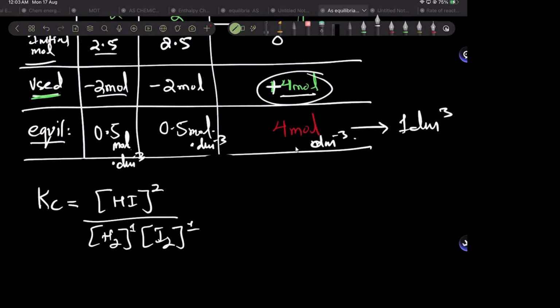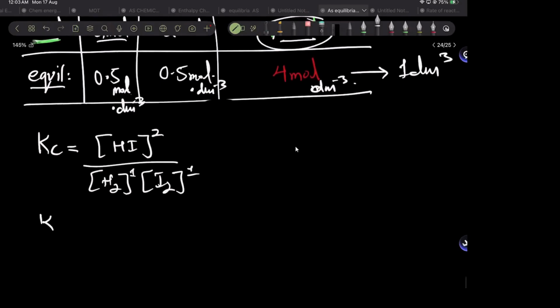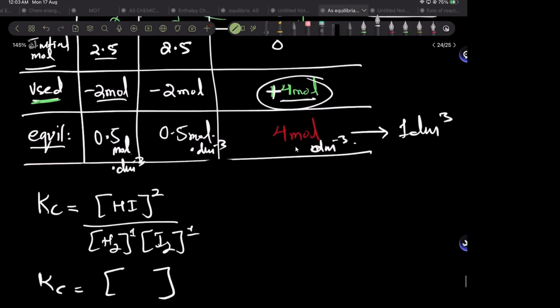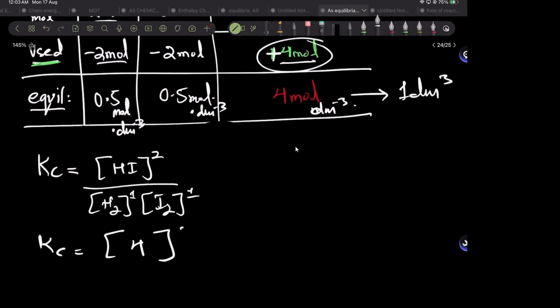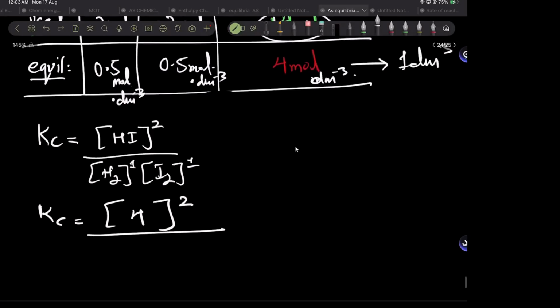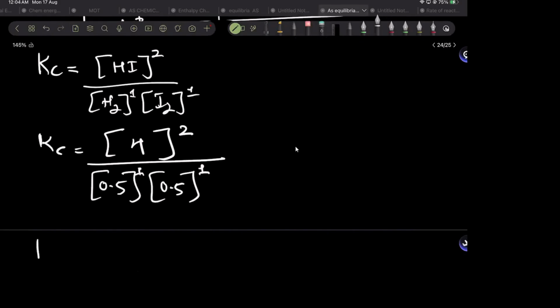Now can I insert them in the Kc expression? Yep. So Kc would be, what are the moles of HI on the right hand side? 4 moles, squared, because the expression says so, right? And then H2 moles and I2 moles. The moles of H2 are 0.5 mole per dm cube, and the moles of I2 are 0.5 mole per dm cube, and both of them have a power of 1. What should be the value of Kc over here?